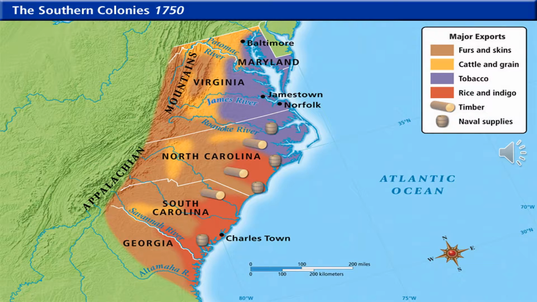This map shows the major exports from the southern colonies in 1750. Most part of the southern colonies exported furs and skins. In Jamestown and Maryland, they exported tobacco.